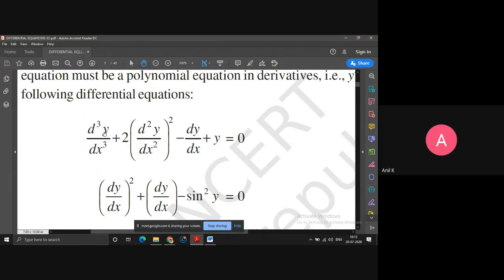Similarly, for d cube y by dx cube, what is the highest power here? 1. You may say, sir, the highest power is 2, so why can't we take the degree as 2? We cannot take 2 as the degree because that is not the highest order. d square y by dx square is not the highest derivative in this expression. In this expression, we have d cube y by dx cube, and its power you can write as whole to the power of 1. That we call the degree. So the degree of this equation is 1.